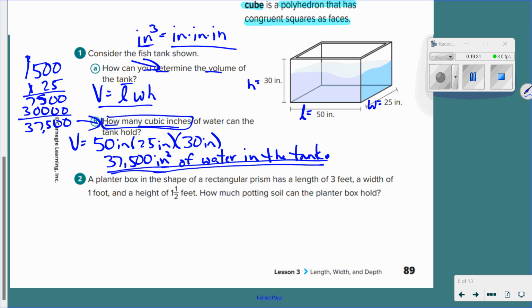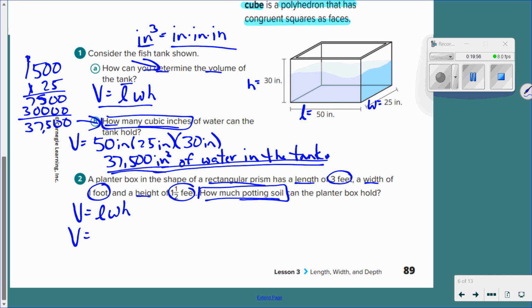Here's the big piece on this. If you mark the text, this becomes easy. It's a rectangular prism, length of 3, width of 1, height of 1.5. How much soil can it hold? There's our question. They literally gave you everything you need if you mark the text. Because again, I start with my base formula, length, width, height. They've actually given me all of those. Set a length of 3. It's at a width of 1. It's at a height of 1.5.